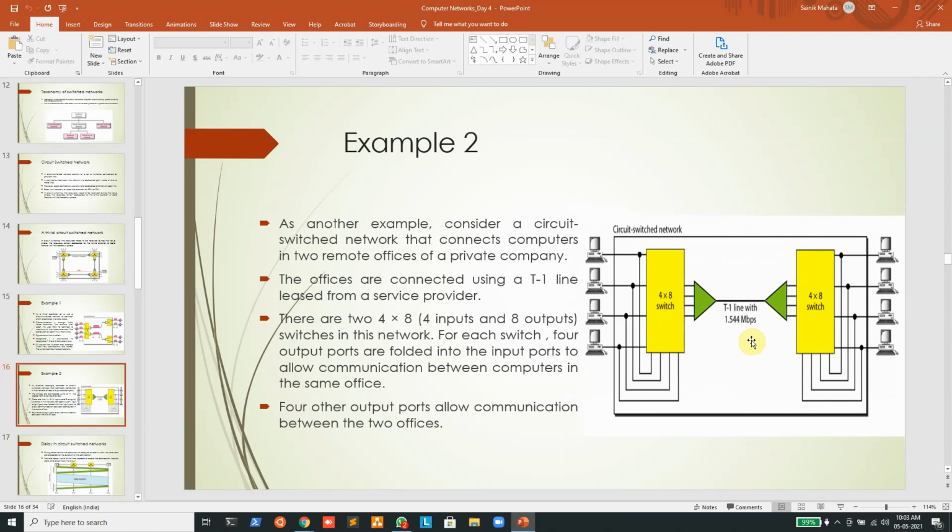Again, if I take a different example, let us consider a circuit switch network that connects computers in two remote offices in a private company. If in one office there are 4 computers and in the next office there are 4 computers, we can communicate between these computers in both offices using a circuit switched network. We can see that in office 1 there are 4 computers, and these 4 computers will be connected to each other using what?